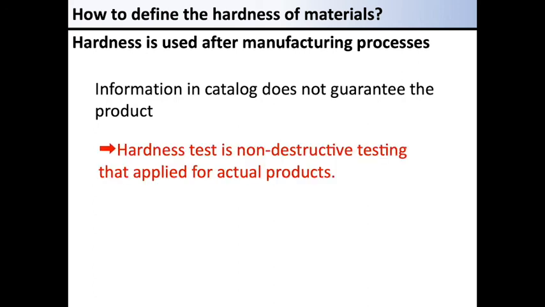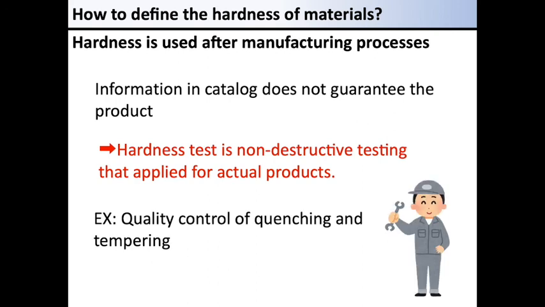So, in order to guarantee the quality of the product, the hardness of the weakest region of a product may be tested with respect to the performance of existing similar products. The hardness test can be carried out on the actual products without destroying them. Verification of the effect of quenching and tempering may be an example.